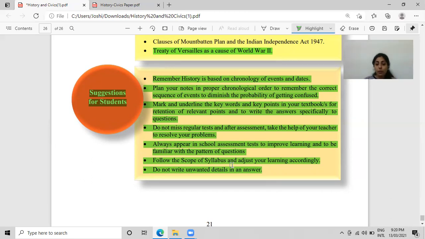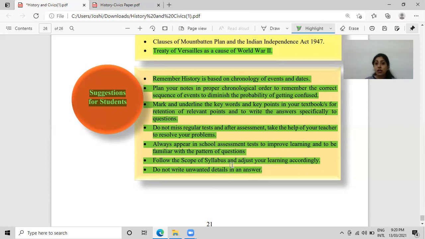A very, very important point is, do not write unwanted detail in an answer. History is a theory subject, students, and in theory subjects, always remember to stick to the scope and stick to the points. The question which is asked, just mention the details in context to that question. Never go and write down the unwanted details. That will just give a bad presentation of your paper. Apart from that, you will also waste your time.